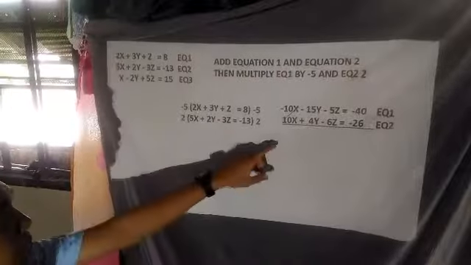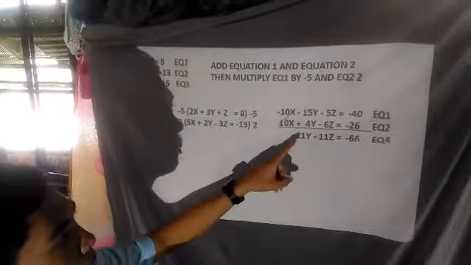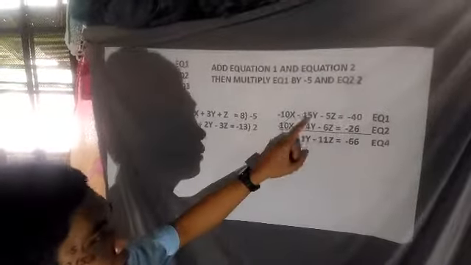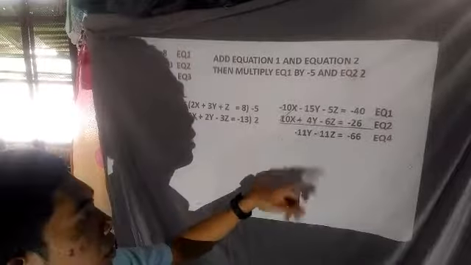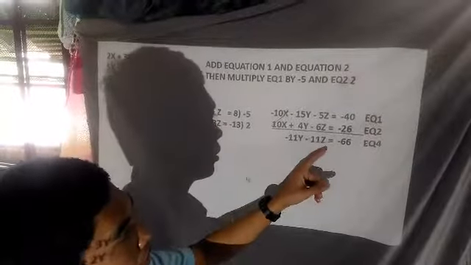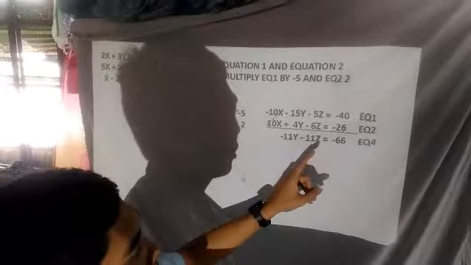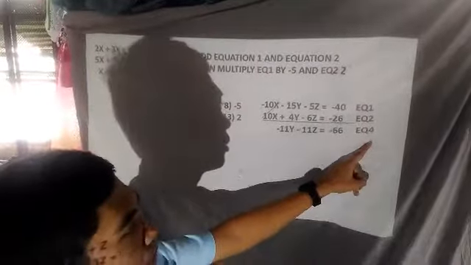So you eliminate the x, and the remaining is y. So negative 15y plus 4y equals negative 11y, and negative 5z plus negative 6z equals negative 11z. Then negative 40 plus negative 26 equals negative 66. So we get our equation 4.